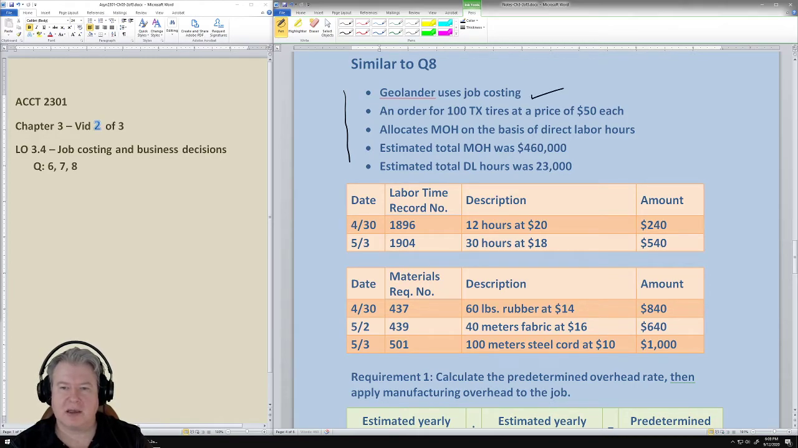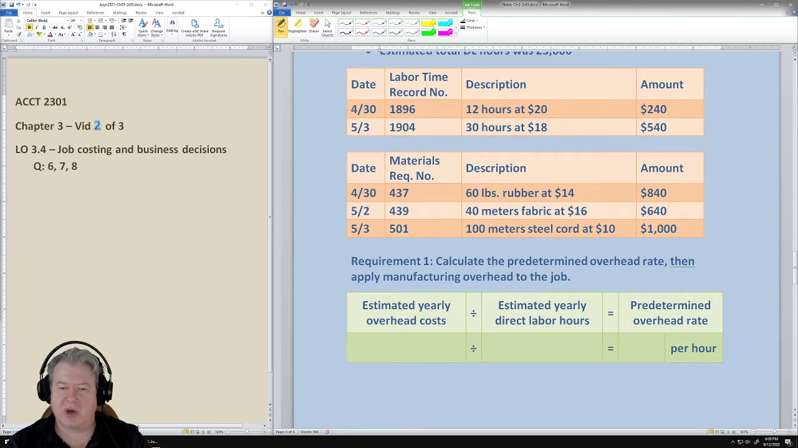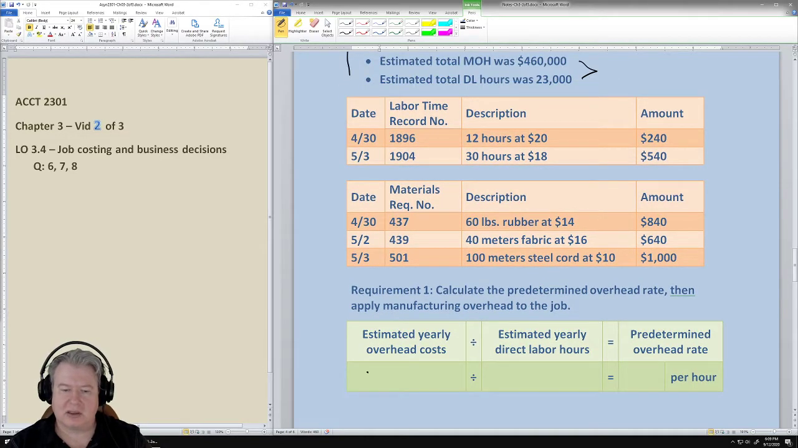It uses job costing. Okay, we have an order of 100 tires at $50 each. We might use that a little later on. What is the allocation base? Well, it's labor hours. And here are our two estimates that we need to figure out our rate. Plus, rather than just being given total hours like in the previous question, we've got to actually do some adding up here. Some bits of information have been given to us a little bit differently. So let's do the first step like we normally do. Let's take our estimates, because we need to figure out our rate, 460.